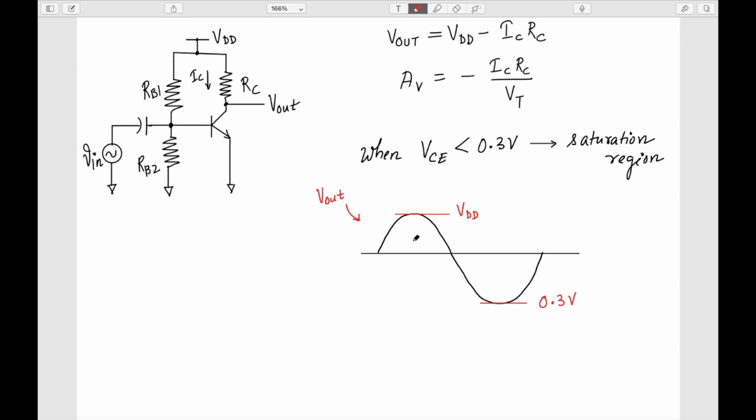If it crosses beyond this VDD, if the swing is much higher than this, you will see that the waveform gets clipped, because it goes to the saturation region. For example, here it cannot go beyond VDD, and here when it becomes lesser than 0.3, it goes to the saturation region, so the waveform gets clipped. So we need to make sure that the swing is limited. That's why this mid voltage, which is basically this Vout, so this is my Vout, I need to select.